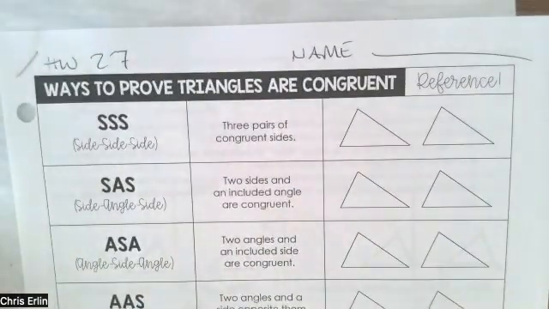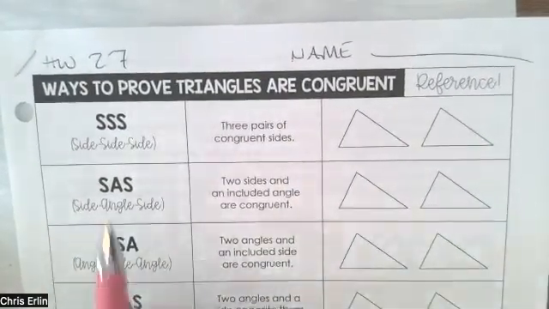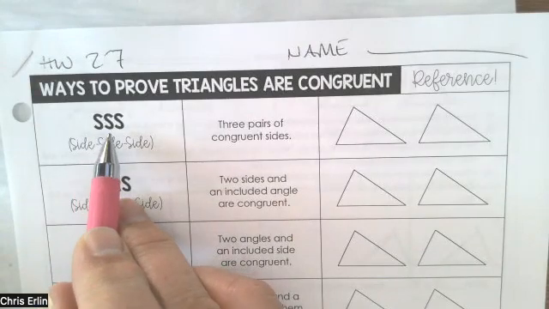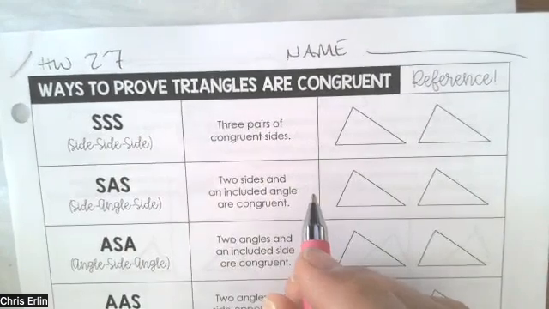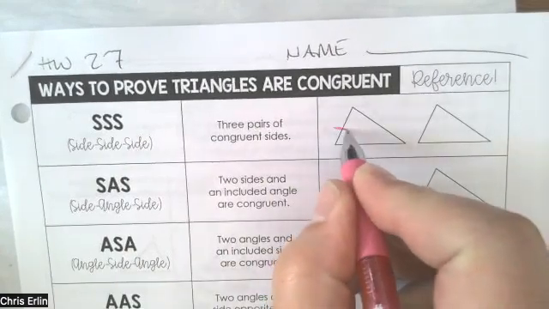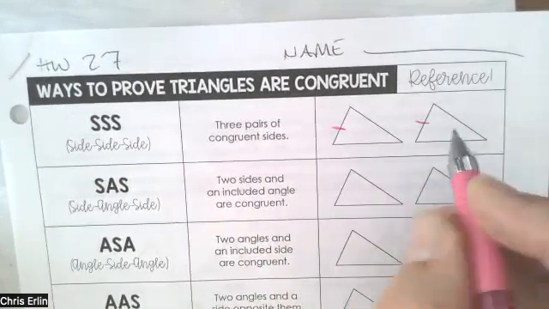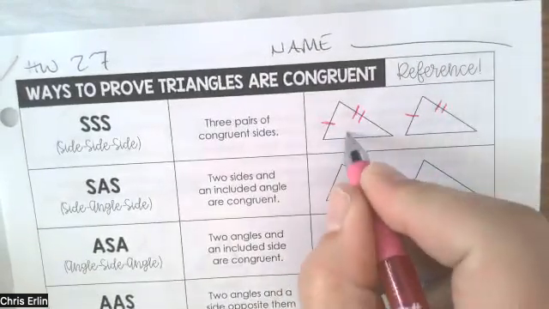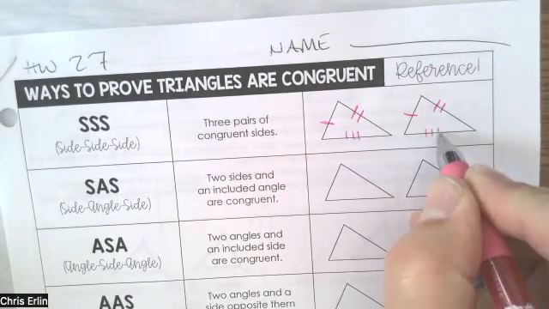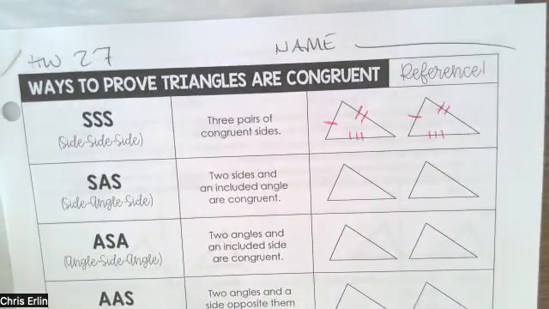Having watched the videos, let's apply the notes. When we say side, side, side, what does that mean? That we've got three pairs. There's one pair, there's another pair, and there's a third pair. Three pairs of congruent sides.